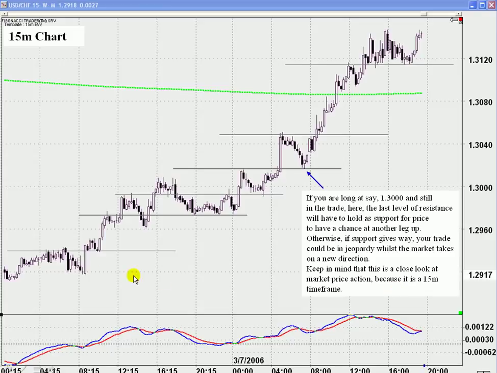Another 15-minute chart we see here, consolidations, and look at how price moved above the consolidation and has come back down to test previous resistance, now support, and so forth. We see it again here as price continues to trend up in the market.